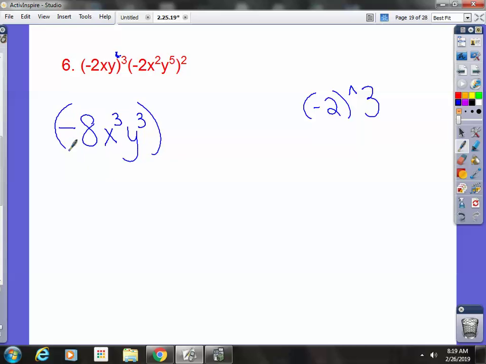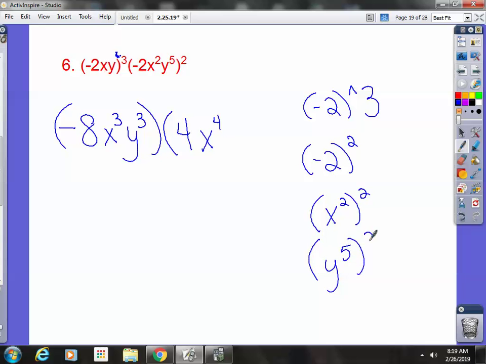Now the second parenthesis, we are squaring everything inside. So what is negative 2 squared? Negative 2 squared. On your calculator, what's that? 4. Now I've got x squared squared. X squared squared is really what? X to the fourth. I have y to the fifth squared, which is really y to the 10th.